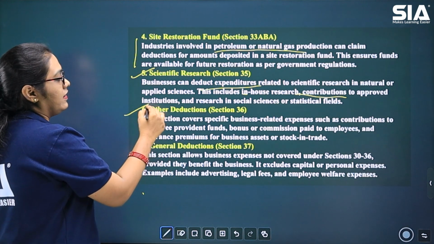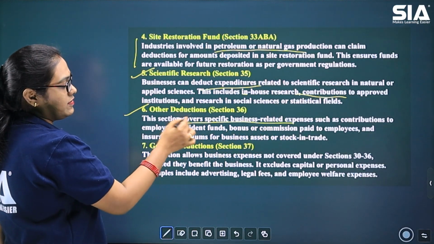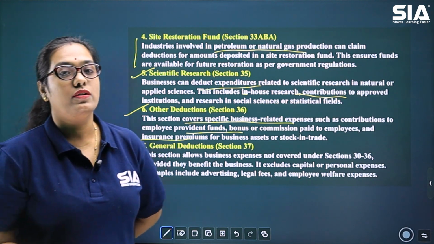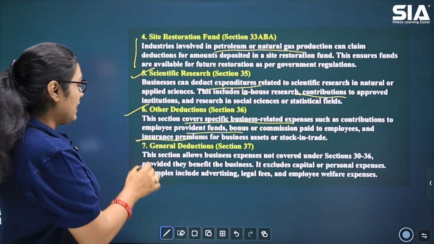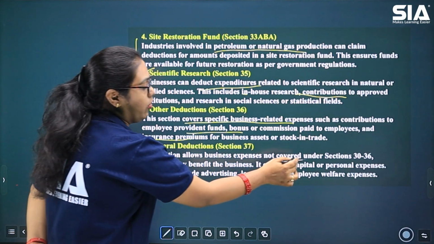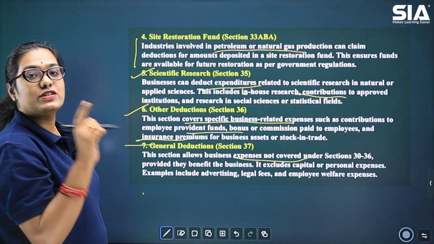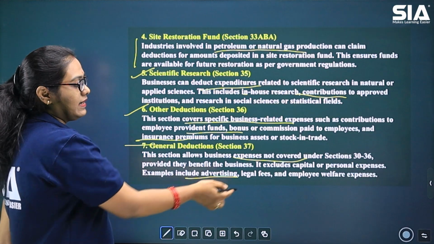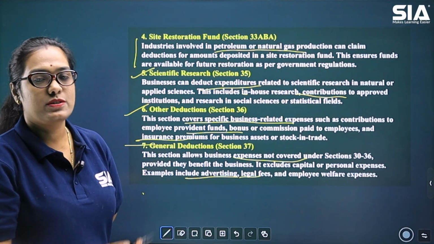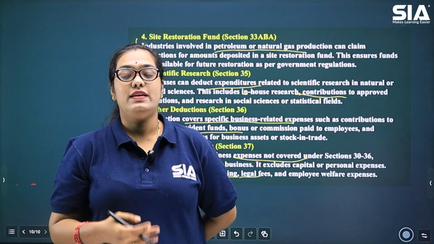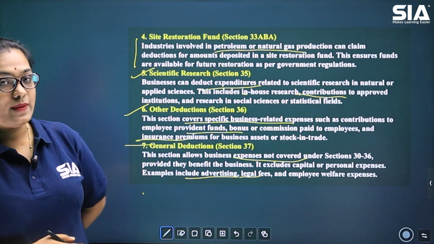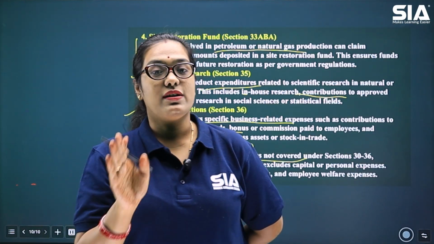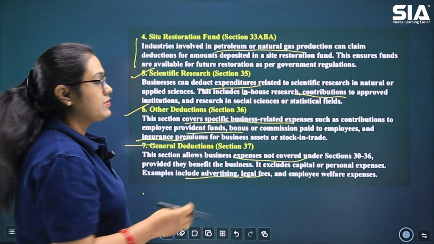So here the next is other deductions, business related deductions, which can be bonus or any insurance premiums that the employer is paying for the employees. Next and last is your general deductions. These are all those deductions which are not covered between section 30 to 36. What are those? Something like, as we told about advertising, legal fees or any welfare expenses towards the employees. So these are the 7 different types of expenses which are allowed under the head profit and gain from business and profession. So that is between section 30 to section 37.